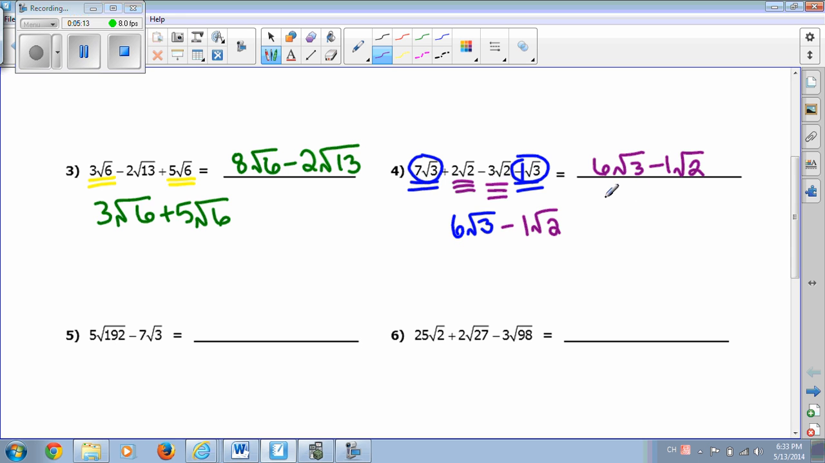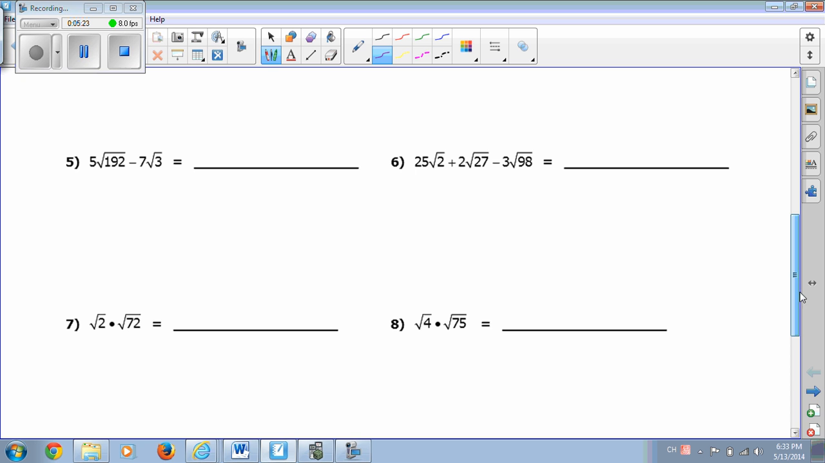You could also write it as negative 1 square root of 2 plus 6 square root of 3. Either order would work in this situation. Okay, let's go ahead and look at number 5. Number 5 has 5 square root of 192 minus 7 square root of 3.